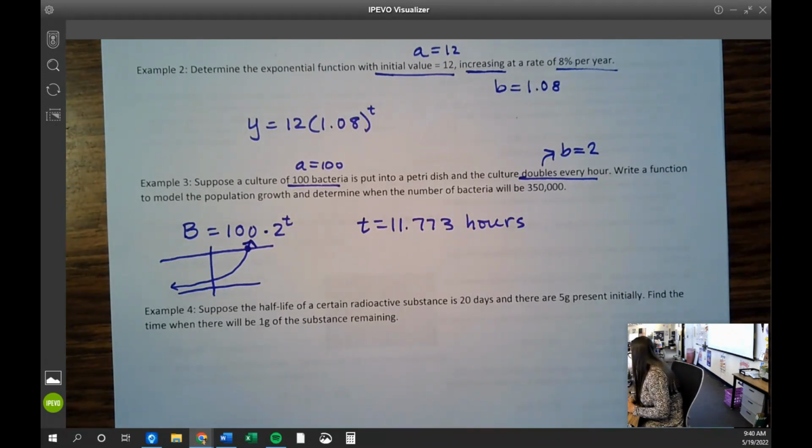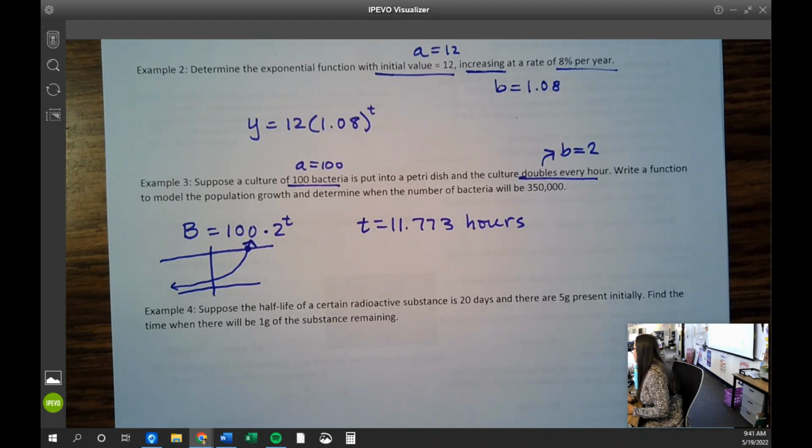Dylan, you took AP Chem, right? Yeah. Did you ever talk about half-life? Yep. What is half-life? Half-life is the time it takes for a thing to reduce by half. Or decay. Yeah, decay by half.